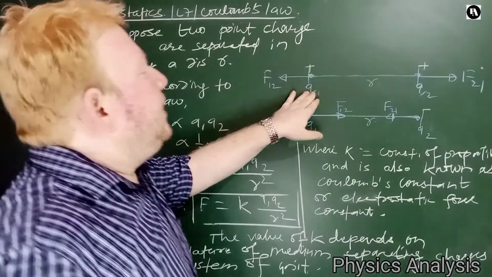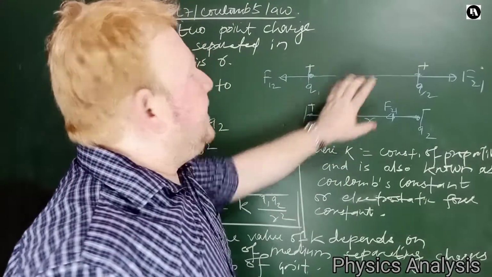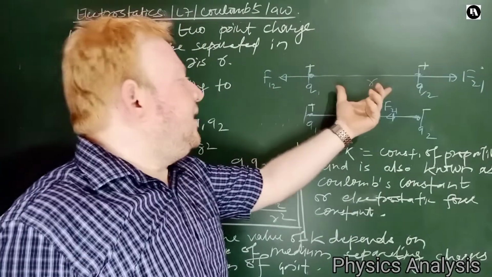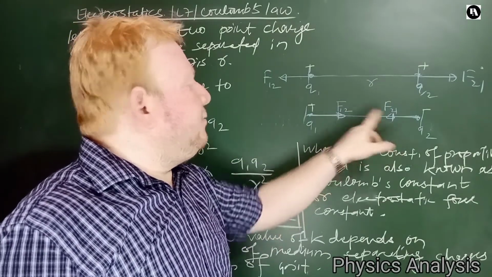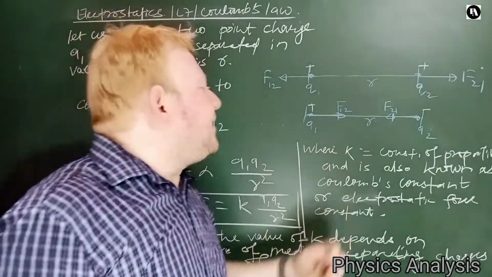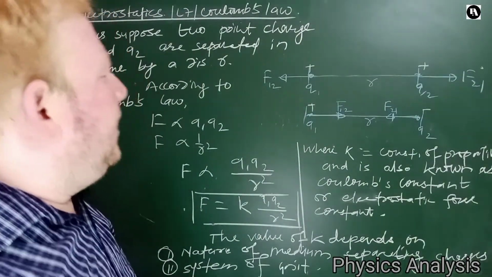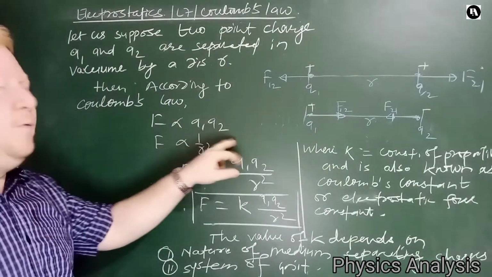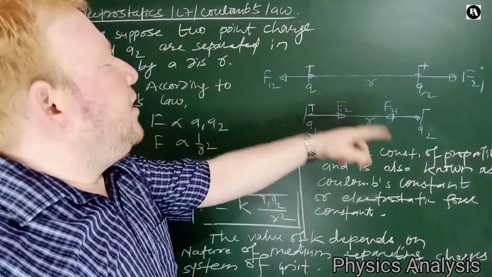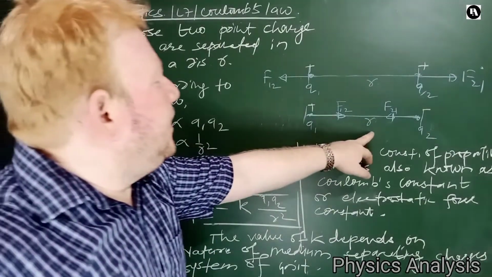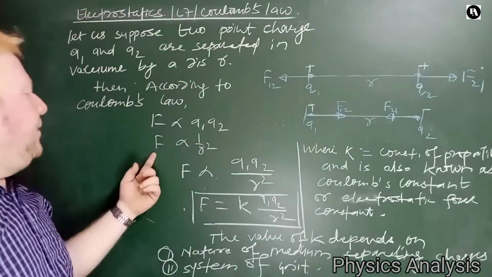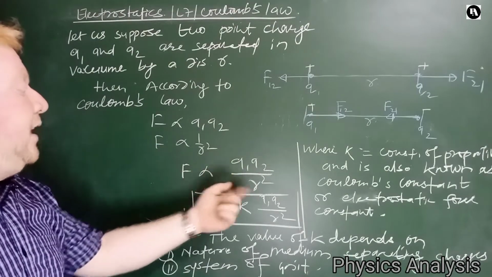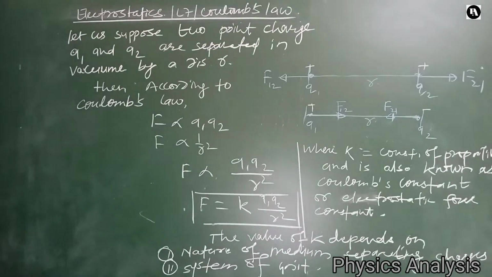So if you do consider Q1 and Q2, two point charges separated by R distance in vacuum, then according to Coulomb's law I can write F, the force of interaction. Of course magnitude of force will be equal. The force of interaction acting in between these two is directly proportional to the product of their charges. That is, F is proportional to Q1 and Q2, and inversely proportional to square of distance of separation. That is, if the distance of separation is R, then F is inversely proportional to R square. F is proportional to Q1 into Q2 by R square. Combining these two I can write.